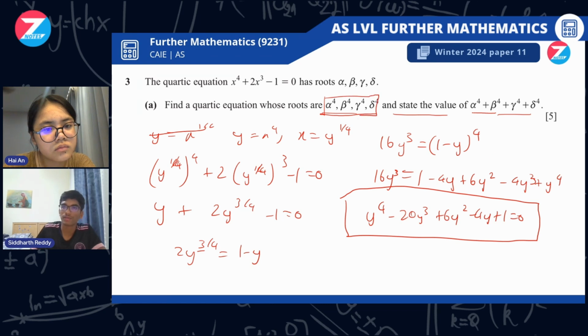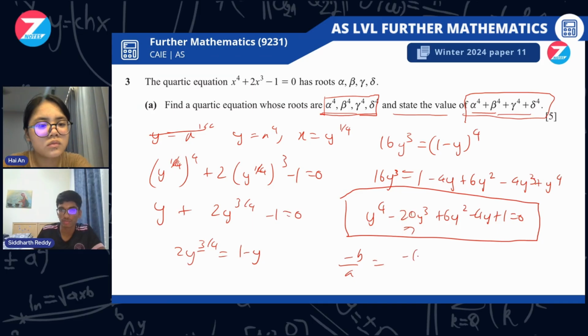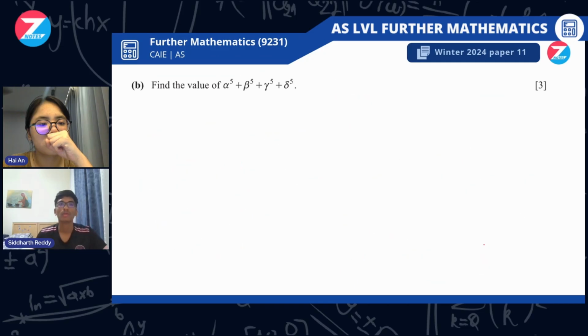Now let's find the value of alpha to the power 4 plus beta to the power 4 and so on. So this is just the sum of roots of this equation, which is just minus b by a. So in this case, b is minus 20, so just minus of minus 20 by 1. That's 20. So that's the sum of the roots. Okay, find the value of alpha to the power 5 plus beta to the power 5 and so on.